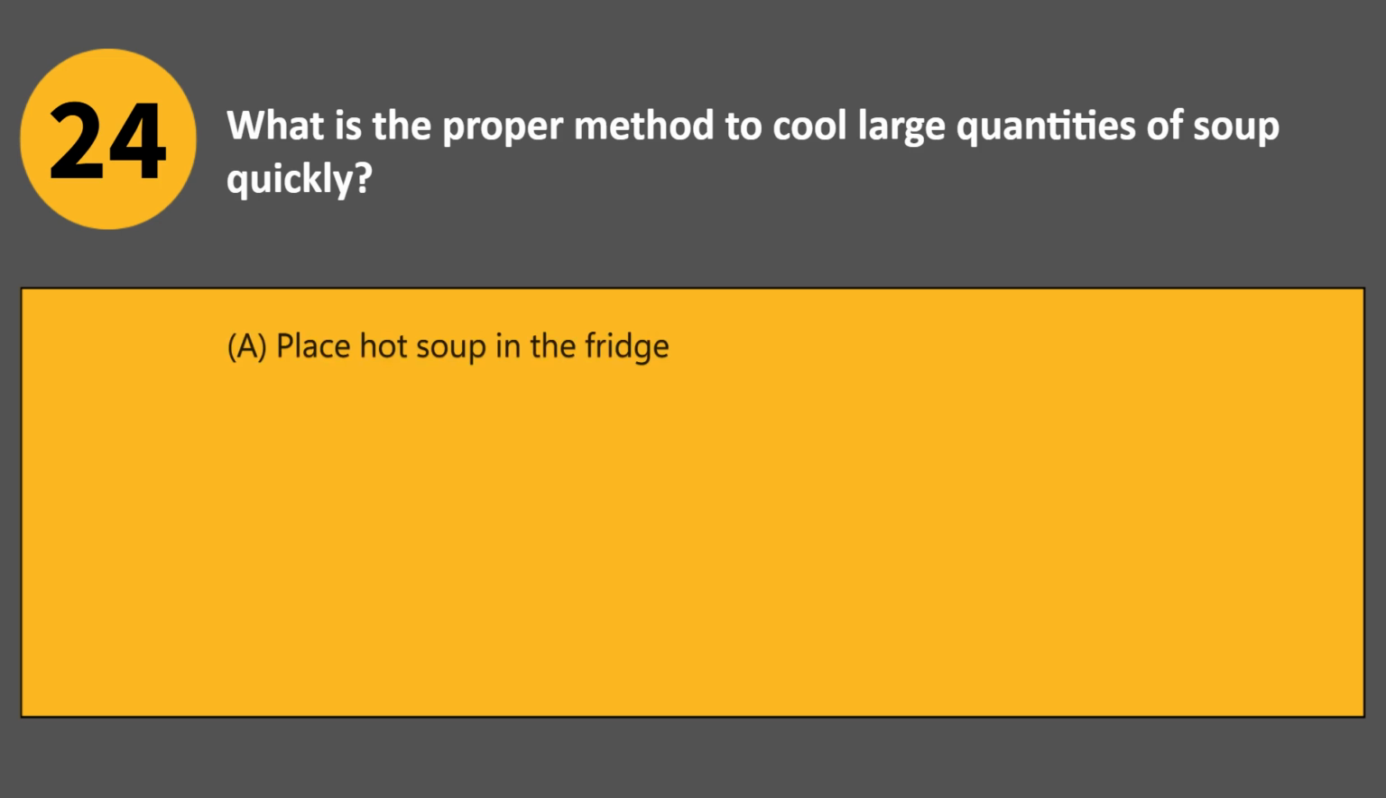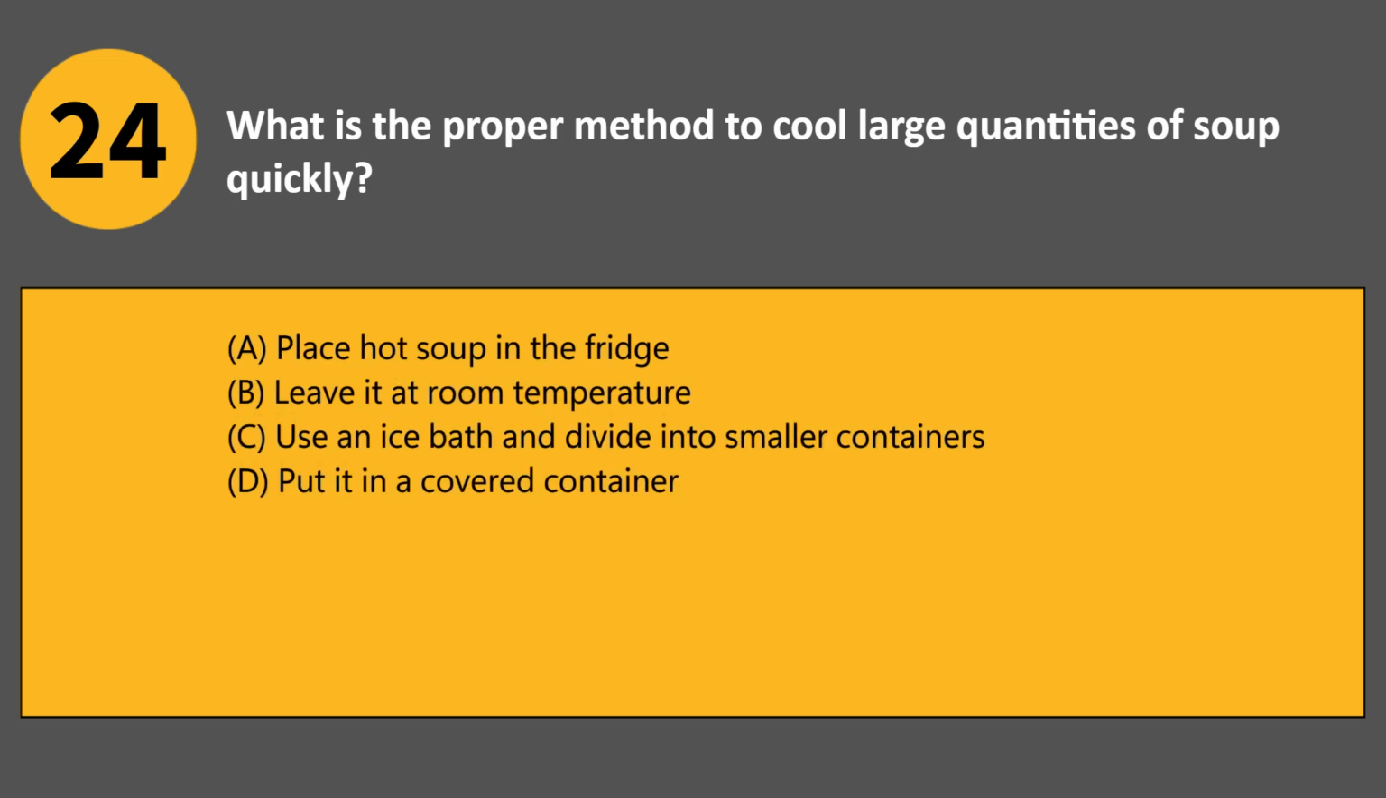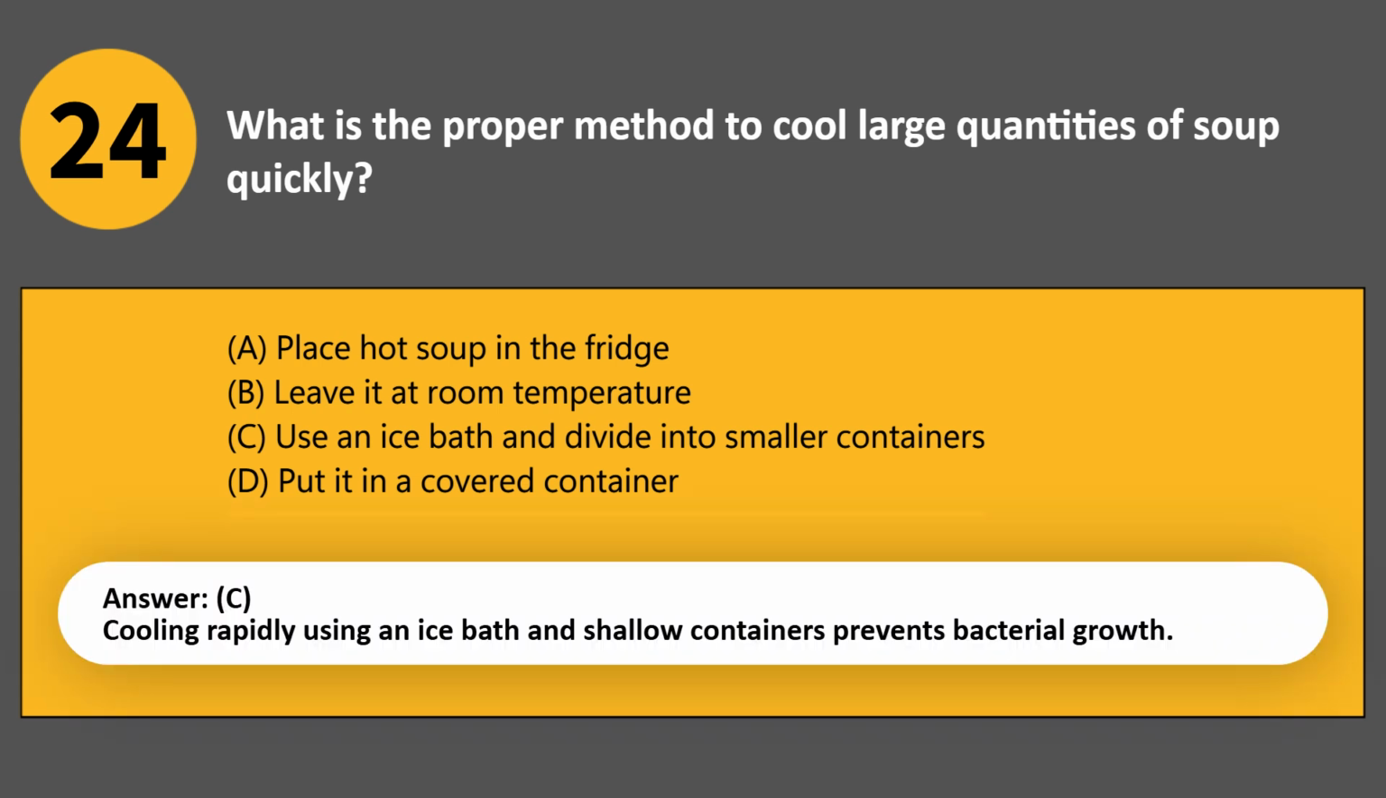What is the proper method to cool large quantities of soup quickly? A. Place hot soup in the fridge. B. Leave it at room temperature. C. Use an ice bath and divide into smaller containers. D. Put it in a covered container. Answer, C. Cooling rapidly using an ice bath and shallow containers prevents bacterial growth.